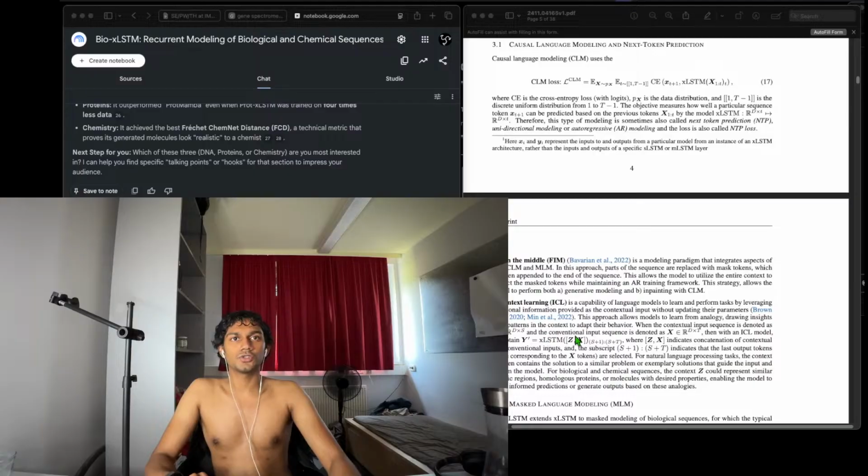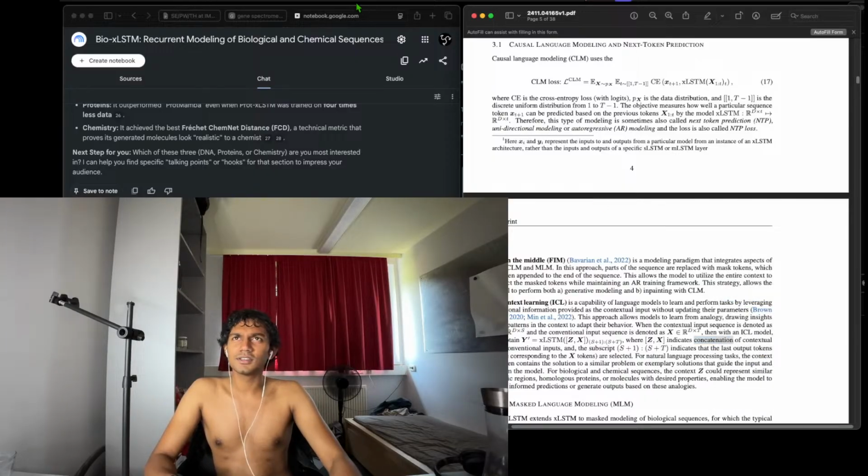And the conventional input sequence is denoted as X belongs to R^(D×T). Then with an ICL model, we obtain y' = f_LSTM(z, x), with indices s+1 to s+t. Yo, you can't just write random stuff and say that's an equation. Where zx indicates concatenation. Ooh, what is that term?